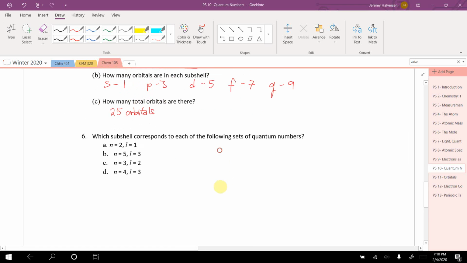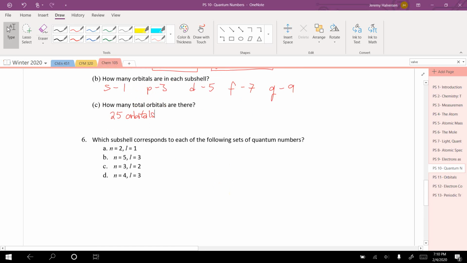All right, and the last question here, which subshell corresponds to each of the following sets of quantum numbers? 2, 1, that's going to be 2p. 5, 3 is 5 spdf. This would be 3d, 4f. Okay, L is what's telling me the letter, and N is just telling me the energy level, N.